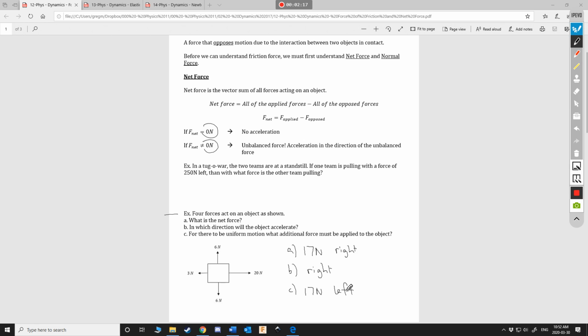We'd get uniform motion. For this question that we kind of skipped over, in a tug of war, the two teams are at a standstill. One team is pulling with a force of 215 newtons left. What must be the force of the other one? It's going to be 215 newtons to the right, for it to be balanced out.